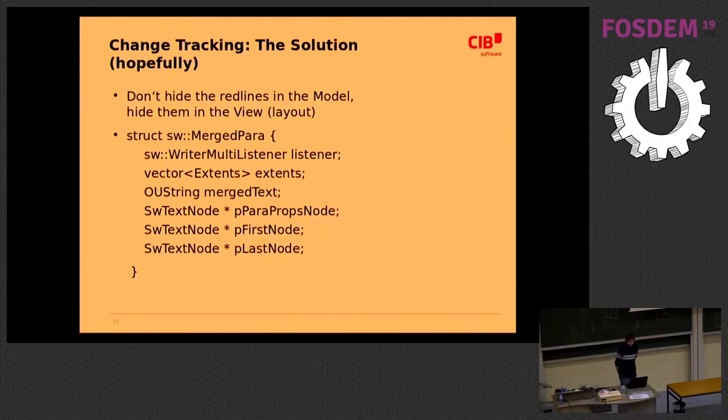And it contains extent information, that is the text ranges inside of the text node that are actually visible. It contains the merged text, that is the visible text in all of the nodes that are in this text frame. And then it has a couple of pointers to specific text nodes, like the first and the last one. So this is quite simple. But the problem is then making use of this data structure and maintaining it during all of the editing operations.